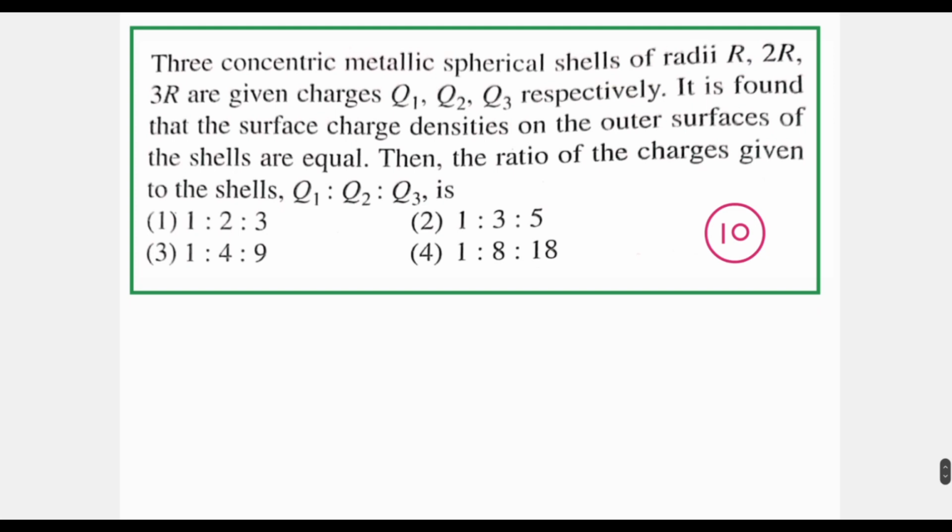Three concentric metallic spherical shells of radii R, 2R and 3R are given charges Q1, Q2, Q3 respectively. It is found that the surface charge densities on the outer surfaces of the shells are equal. Then the ratio of charges given to the shells, Q1 is to Q2 is to Q3, is? So here, metallic spherical shells, we can visualize the situation.